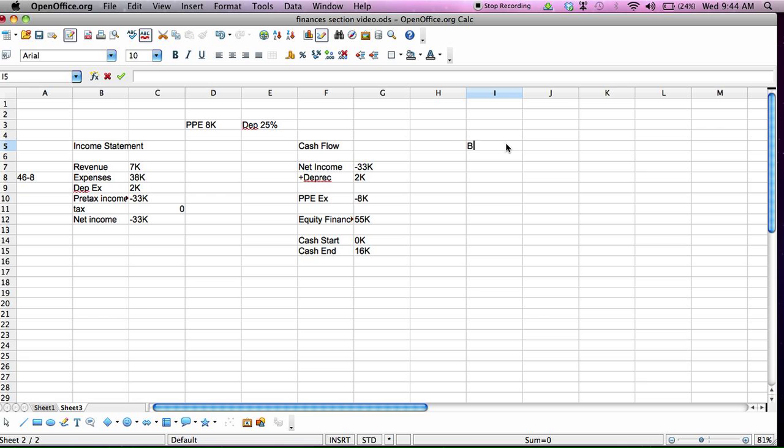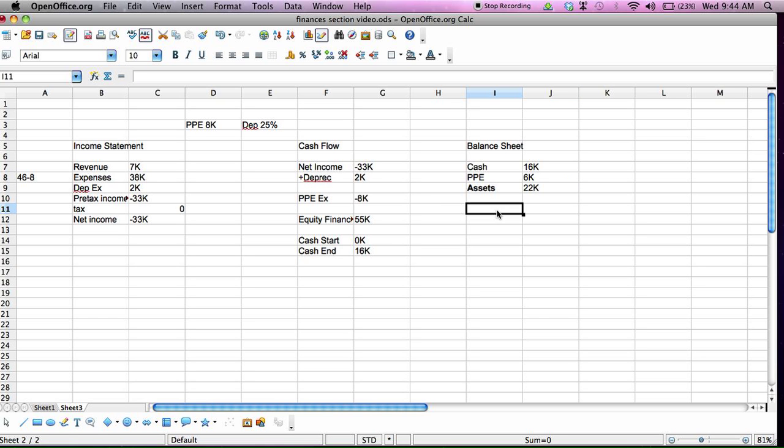The last statement we're going to do is the balance sheet. So we're going to start with assets, cash, $16,000, coming right from the cash flow statement. PP&E, what's that going to be? Well, we spent $8,000 on PP&E, but remember, it depreciated at 25%. So at the end of the first year, it's worth $2,000 less than it was at the start. So PP&E is going to be $6,000. That's all we have for assets. So assets, 22,000.